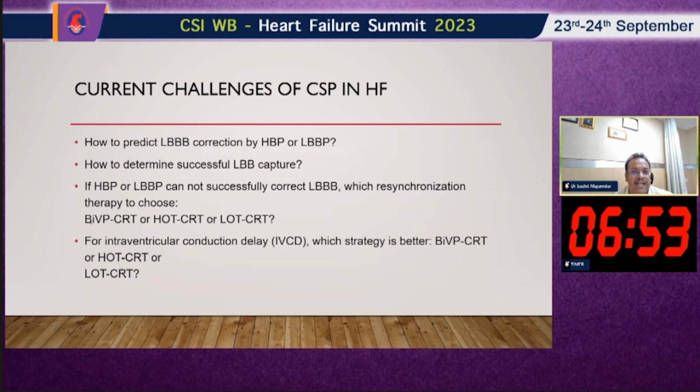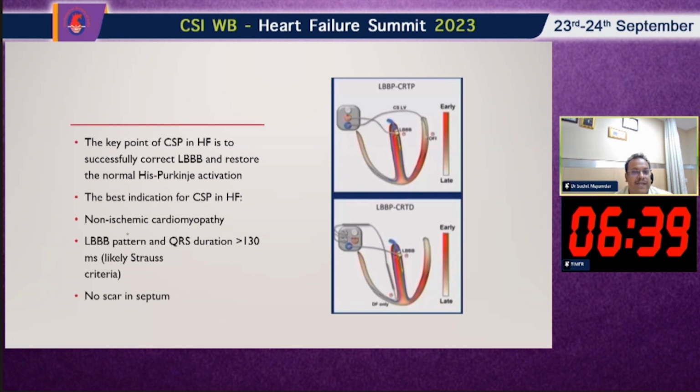So what are the current challenges? One is to predict LVEF correction, determine successful LVEF capture, and also which should be done, biventricular CRT versus HOT CRT versus LOT CRT. Next slide. So the best indication of CSP in heart failure is still a non-ischemic cardiomyopathy because they have block of His-Purkinje disease distally, and an LBBB pattern should be there with a QRS duration of more than 130, and there should not be any scar in the septum because otherwise screwing the lead will be a problem. Next slide.